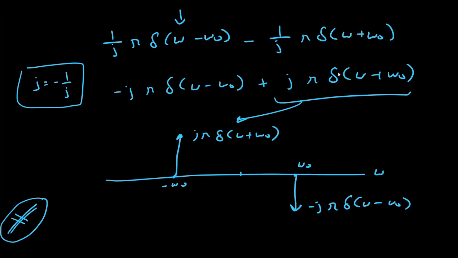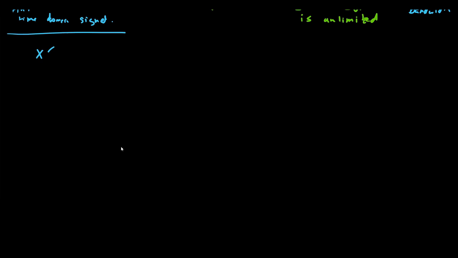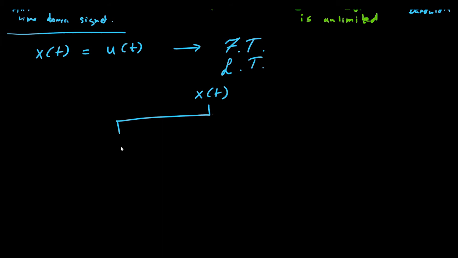Now let us move towards the unit step function. Now we have a signal x of t, and this is a unit step function u of t. My intention in this video is to discuss what would be the Fourier transform of this signal and how it would be different from the Laplace transform. So we have x of t, and say we take the Laplace transform and the Fourier transform and visualize the differences for the unit step function. So let us start with taking the Laplace transform, that is, we have x of s, which is the integral from minus infinity to infinity of x of t e to the power minus st dt.